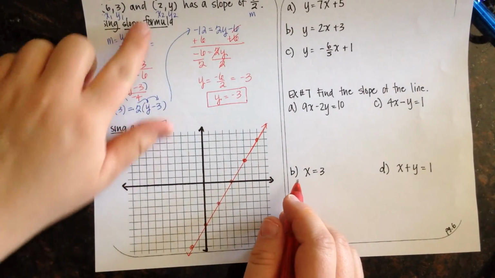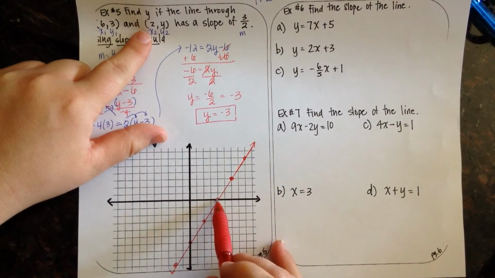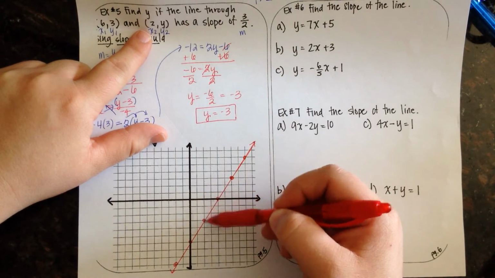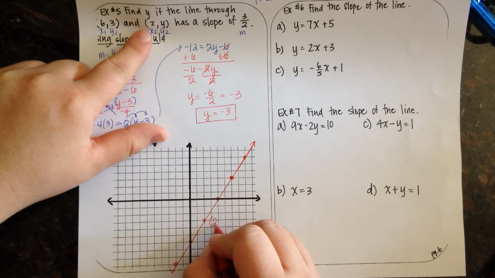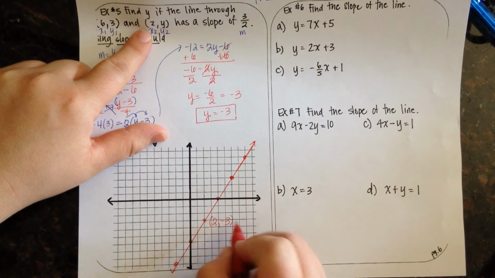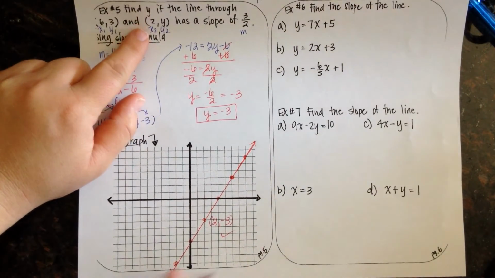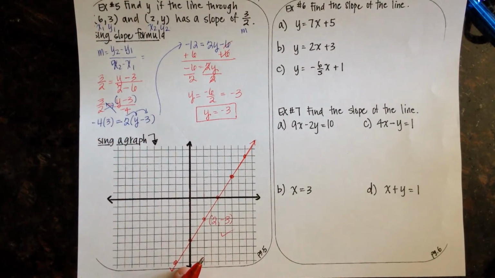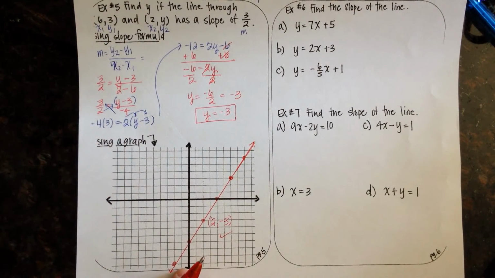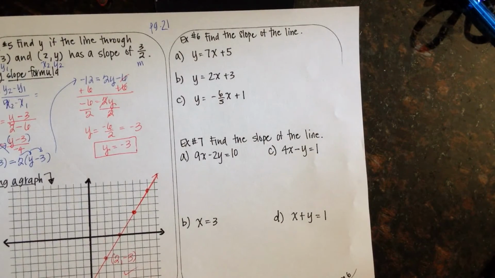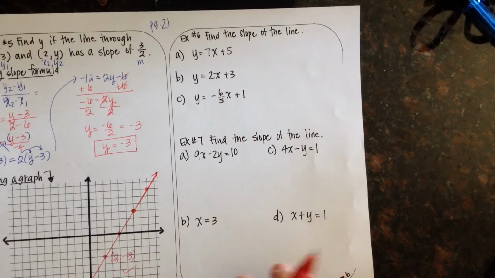Okay, and so if my x is equal to 2, where does that cross? Down here. So this is (2, -3), which does confirm my point. Okay, last page. If you need to pause or rewind any of these, it's fine.